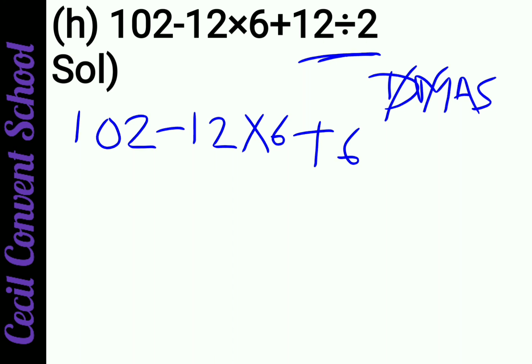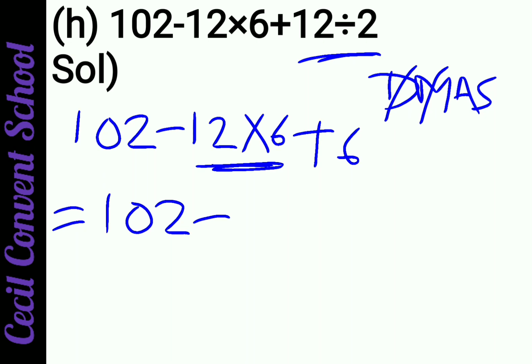Now the second step is multiplication. So underline 12 and 6. When you underline it, 102 will come as it is, minus 12 6s are 72. So in place of 12 and 6 the answer comes 72, plus 6 as it is.